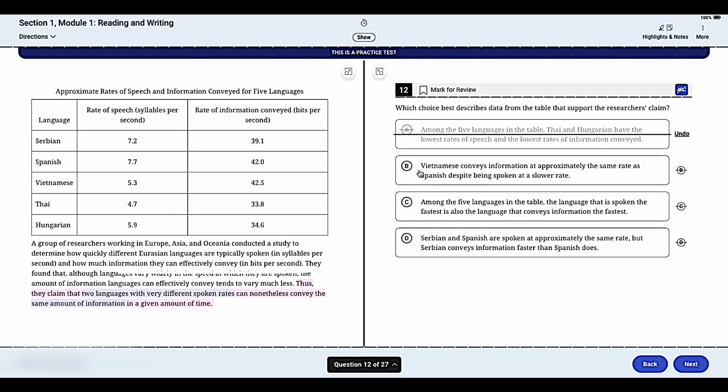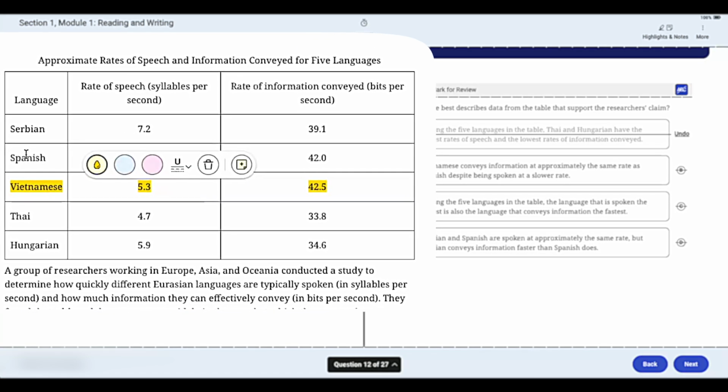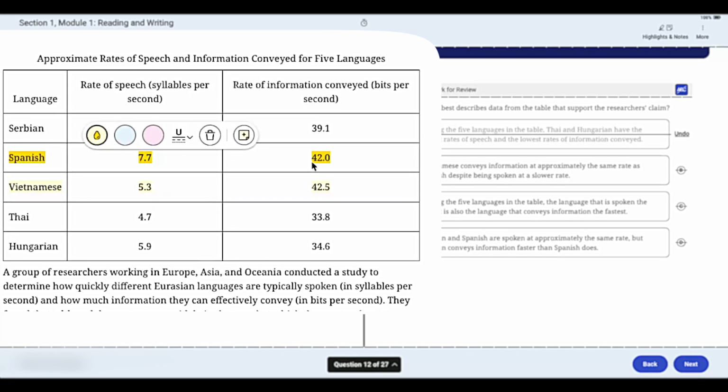Let's look at our chart. Vietnamese and Spanish. And I actually wouldn't highlight this. I'm just highlighting this for your sake, but personally, I'd probably just look at it. It's really up to you. Information is pretty dead even. We have 42 versus 42.5, so that is true.